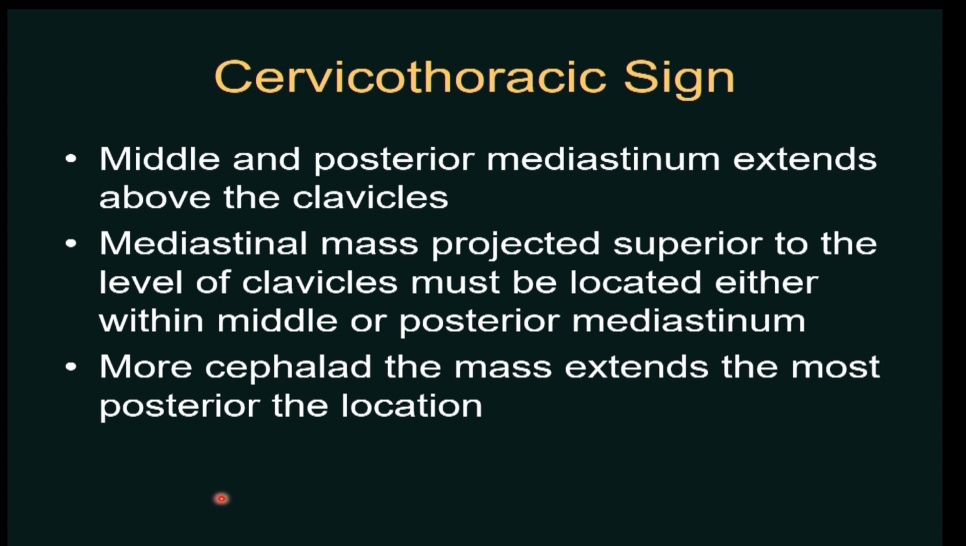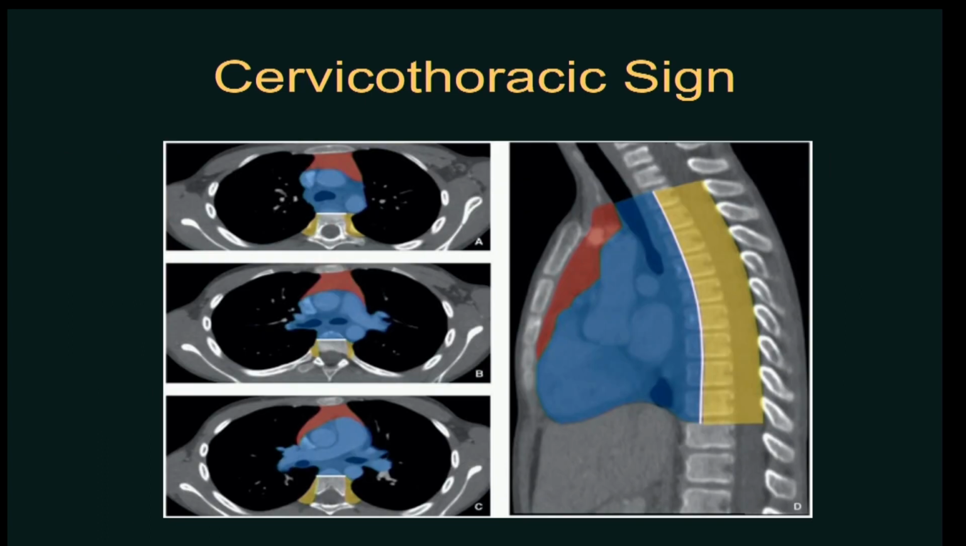Cervicothoracic sign, this is again a very, very important sign. As we all know, the anterior mediastinum lies below the level of the clavicles. The middle and the posterior mediastinum lie above the level of the clavicles. So as we go posteriorly, the level of the mediastinum goes up. You can see here, this is the level of the clavicle. The anterior mediastinum is limited by the clavicle. Middle and posterior mediastinum extend above the level of the clavicle. This is above the level of the clavicle.